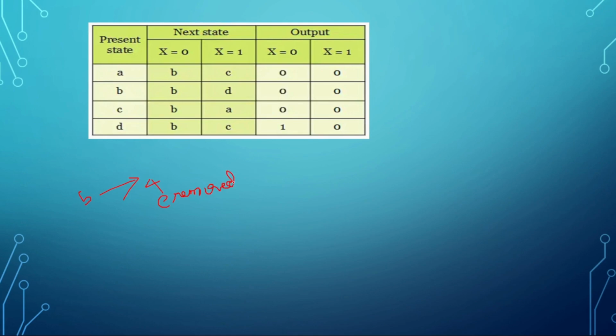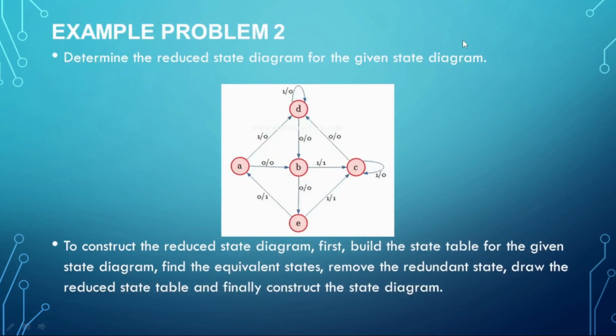So this is the procedure for state minimization, to reduce the given state table to the minimum number of states. Afterwards, you will remove the E state. You need to compare all the 4 states, but there will be no equivalent state with another state. So the finalized state table looks like this. This is the example. Second example.